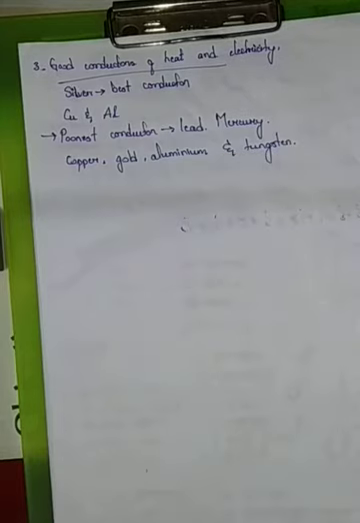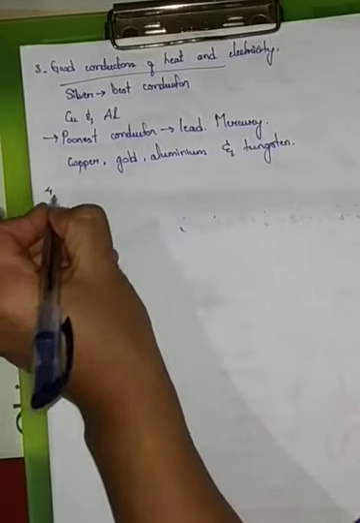Here, the electric wires, generally the ones that we use in our domestic wiring, are made up of copper and aluminum metals because they are very good conductors of electricity. And metals like iron and mercury offer comparatively greater resistance to the flow of current, so they have lower electrical conductivity. Now, let's move on to the fourth point.